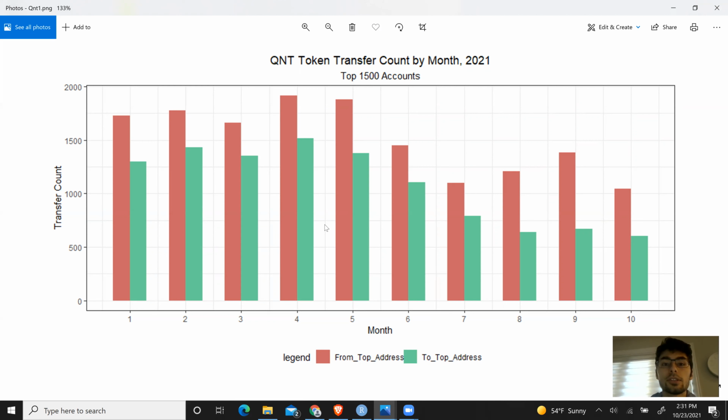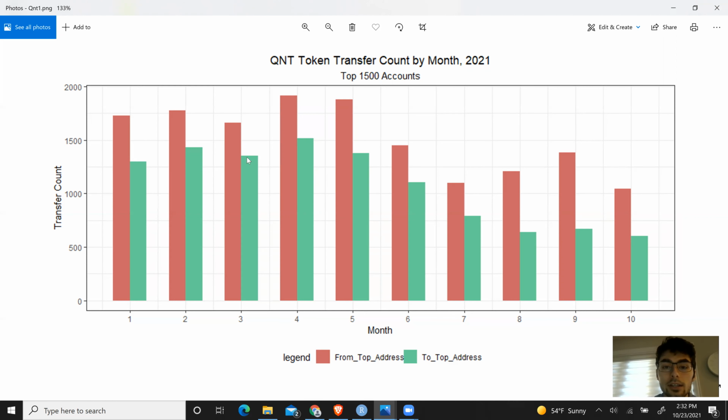So this first chart is the Quant token transfer count. So this is the amount of times a transaction occurred from a top 1,500 account to another account. It could be another top 1,500 account between those wallets, or it could be to an exchange. So for example, the red is from a top 1,500 account to another account, and the green is from an exchange or alternate account to a top 1,500 account.